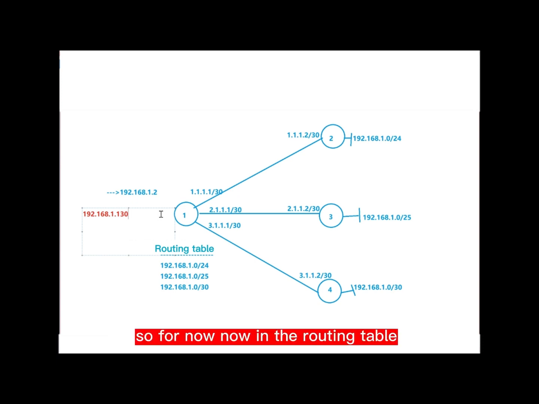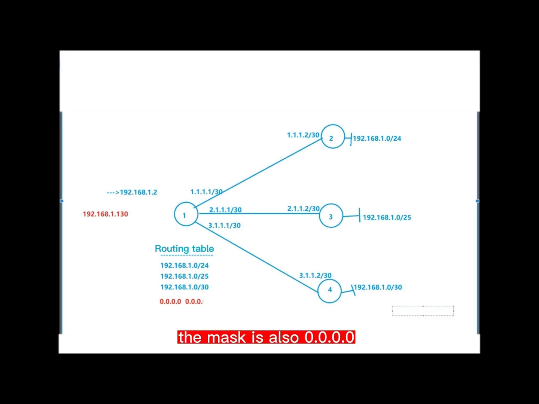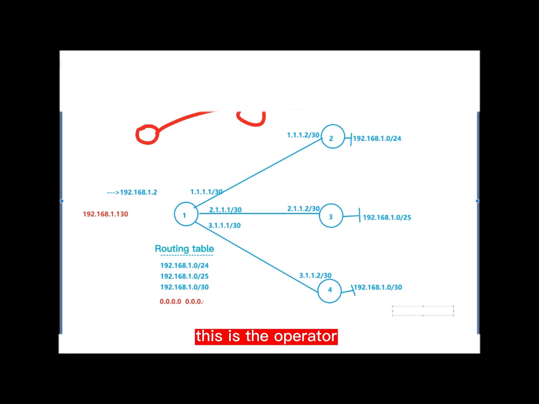Now in the routing table, there is a more magical route called 0.0.0.0 with the mask also 0.0.0.0. Such a route we call the default route. Let me explain the default route. Draw a simple picture. This is an export router of your company. This is the operator. I won't draw the switch. This is a PC from your company.